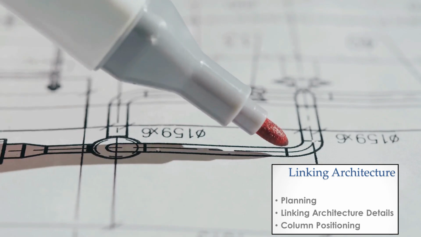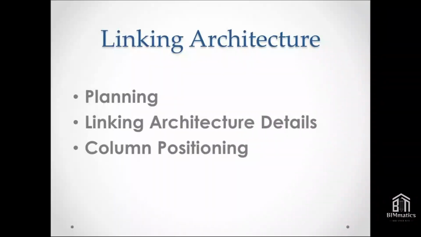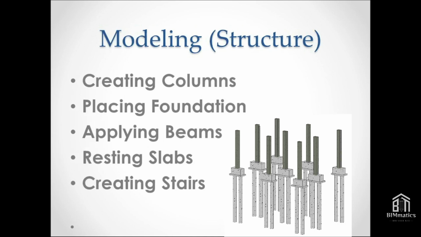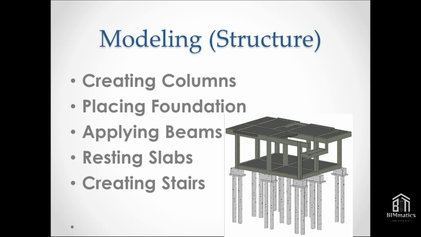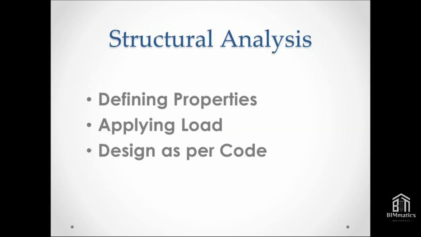Column position is finalized according to it, and modeling starts from here. After placing the column in its position, footing is placed below it. Similarly, on top of the column, beams are placed upon which the slab is to be rested. For vertical transportation in the building, a stair or lift room is created.